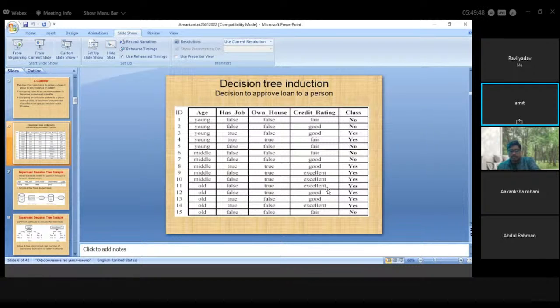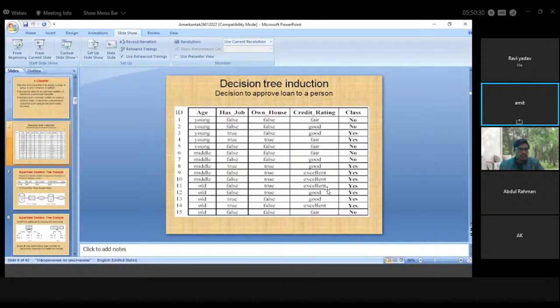The first model that we are going to study is decision tree induction. Suppose one table is given, as you can see on the screen. There are certain features or parameters or properties like ID of a person, age, whether he or she has a job, whether he has his own house, and what his credit rating is. Class means, like you can see person number 1, he is young in age, has no job, has no own house, and credit rating is fair, not very good. Then you don't approve the loan to him.